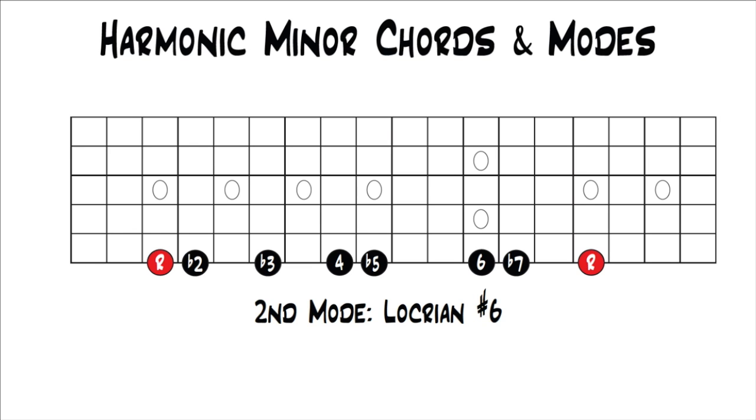So the second mode is called Lydian Sharp 6. And again, all these names are relating back to the major scale in its mode. So you would take a Lydian mode, sharp the 6, that's how you would get this mode, the Lydian Sharp 6. So hopefully you know that the Lydian mode is root, flat 2, flat 3, 4, flat 5, flat 6, flat 7. So we would just sharp that 6, that would give us this mode, the Lydian Sharp 6 of root, flat 2, flat 3, 4, flat 5, 6, flat 7.